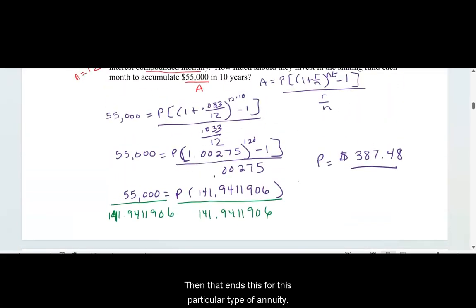Then that ends this for this particular type of annuity. In the next video, which is a continuation of this same section, we're going to switch to a different type of investment where we're going to look at cash investments, bonds, and stocks.